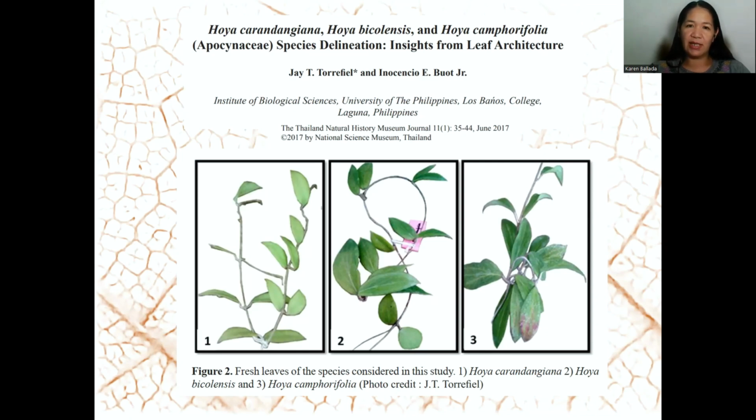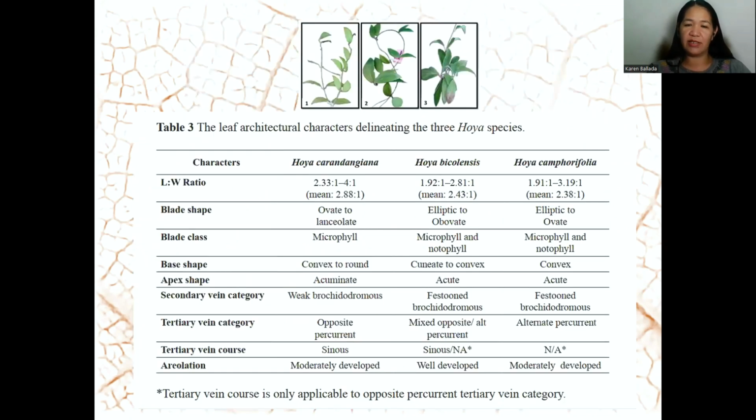So when they did the leaf architecture of the species, these are their results. These are the leaf architectural characters delineating the three Hoya species. They are delineated in terms of their length to width ratio and blade shape: Hoya carangdangiana is more ovate to lanceolate, Hoya bicolensis is elliptic to obovate, and Hoya camphorifolia is elliptic to ovate. Other leaf architecture characters that delineate these three species include the blade class. So they also differ.